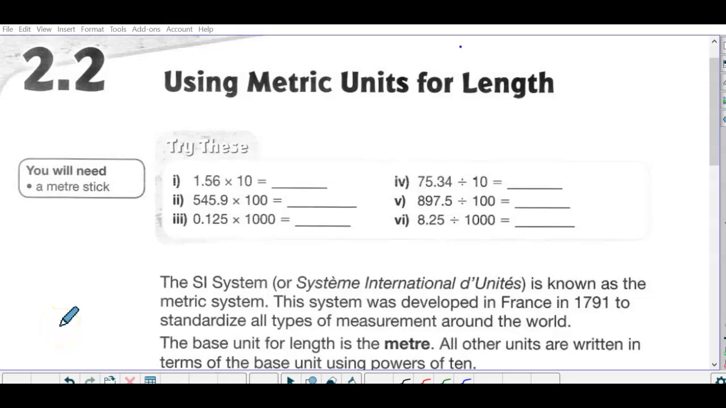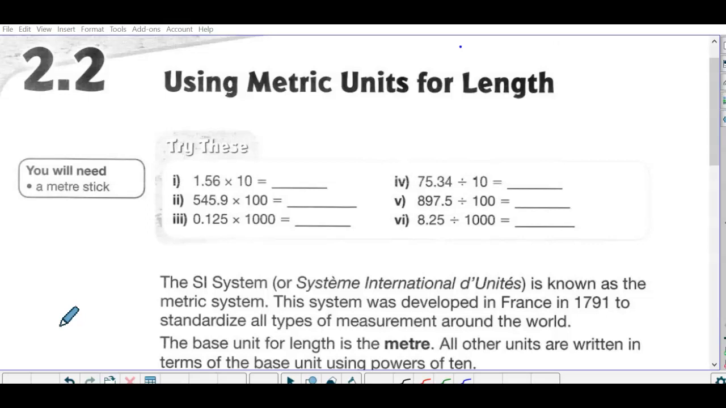Okay, we're doing chapter 2.2 in the Math 10-3 workbook. Here we're looking at metric units for length. This again should be a review from elementary and junior high, but we're going through it. It's an important part of the 10-3 curriculum. Converting between metric and imperial is a big part.